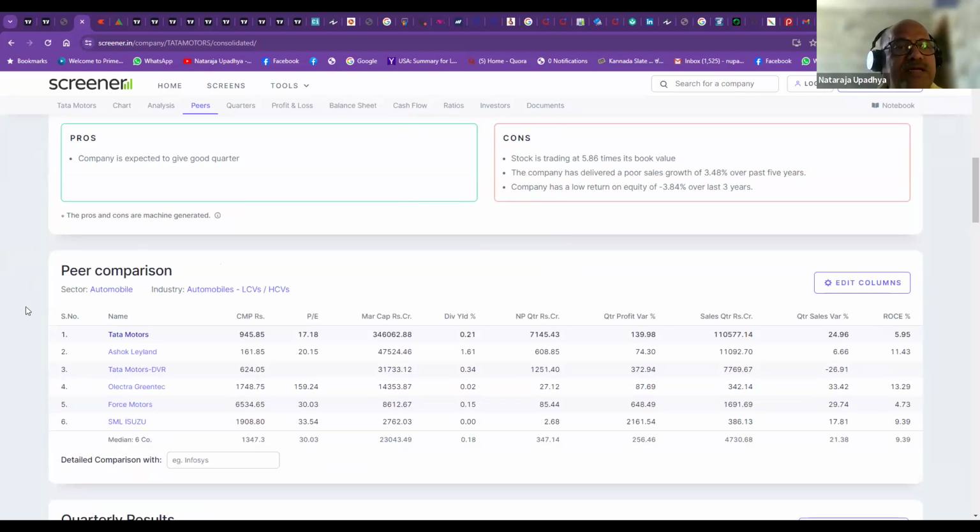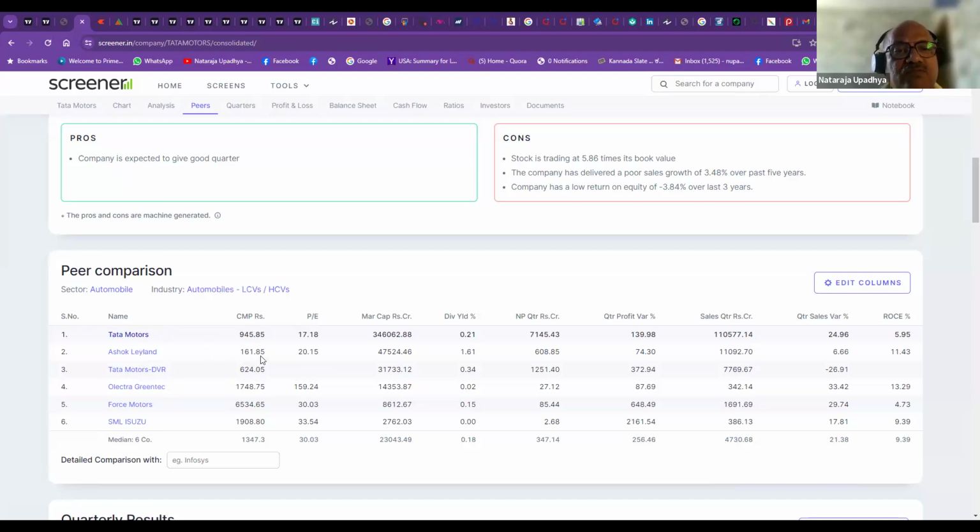Now, when you look at a particular company, Screener allows you to evaluate it with its peers. In this peer comparison, Tata Motors is compared with Ashok Leyland. Tata Motors DVR is more of a Tata Motors stock, but with no voting rights, so it costs less. So we'll ignore that. Electra Green Tech, which is all EV buses, etc. Force Motors and SML Isuzu. So these are compared. Let us compare with Ashok Leyland.